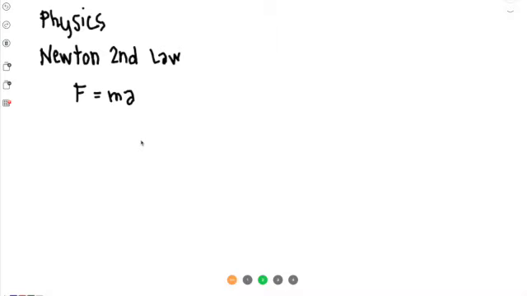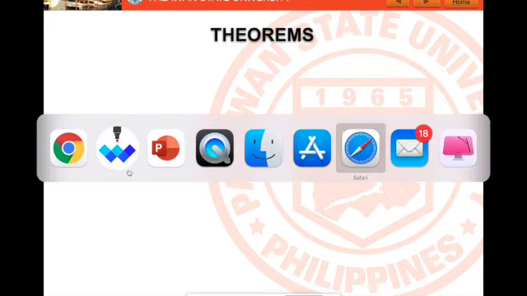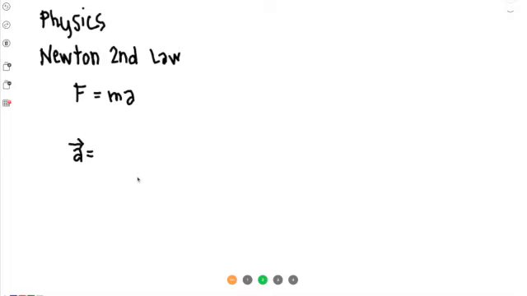So acceleration, I'm not sure if you already learned this in your differential calculus. Who can tell me what is the relationship between acceleration and velocity? Anyone? Yes, I can't see who that is, but okay, just open your mic. Sorry. Sir, acceleration is the rate of change of the velocity over time, sir. Rate of change of the velocity over time.